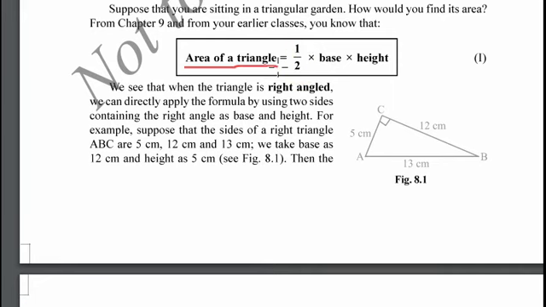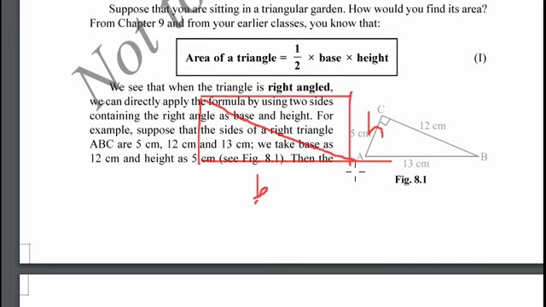Area of triangle could be derived from area of rectangle. We know that the area of rectangle is length, base times height. If you cut this rectangle into two equal halves along this diagonal, we will get two triangles. This is one triangle and this is one more triangle. So basically area of triangle is equals to half the base times height.